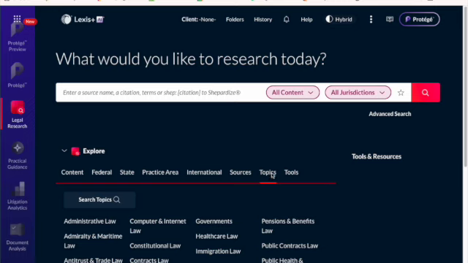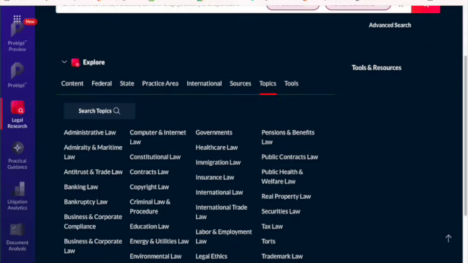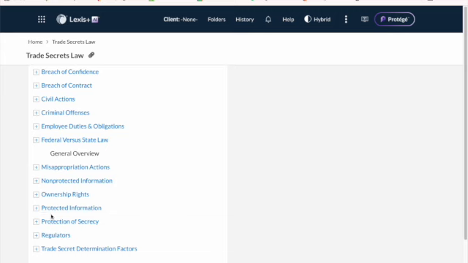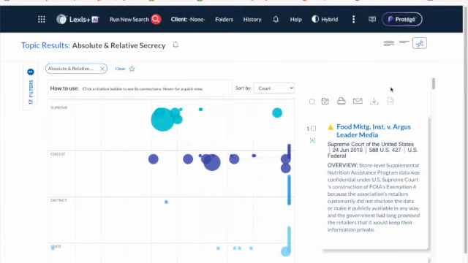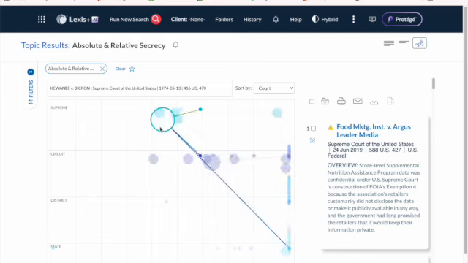I'm in Lexis topics, trade secret laws, protection of secrecy, and then absolute and relative secrecy. RavelView will be over here, the circle with the spokes. I might already be in full view or the title view. So I want to switch over to RavelView, and I'm looking for the largest circle. This is the largest circle, Kiwani v.